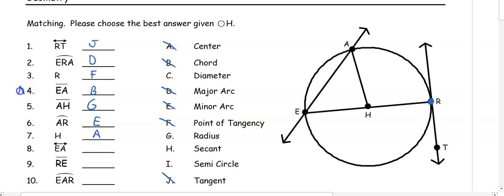EA, now this is different than number 4. Make sure you know the difference between these. Number 4 was just the segment going from E to A. This is the line that is extending through the circle. It's intersecting the circle in 2 spots, so this is going to be a secant, which is H.